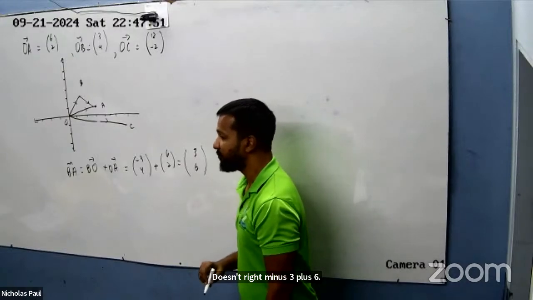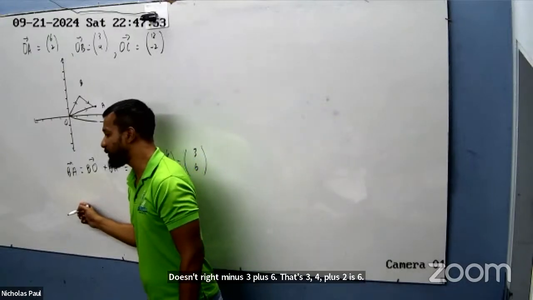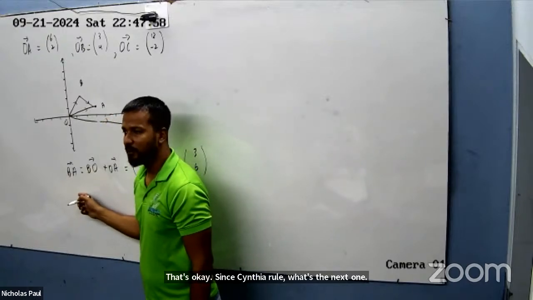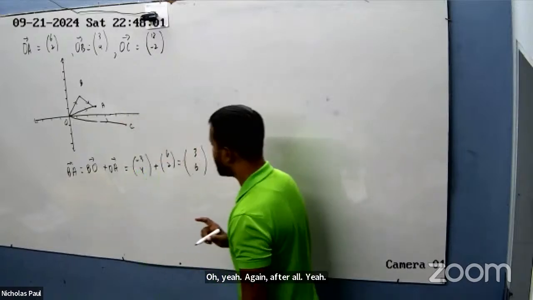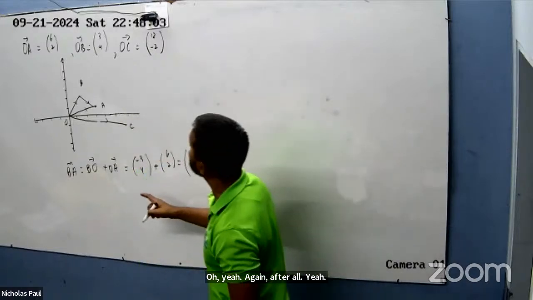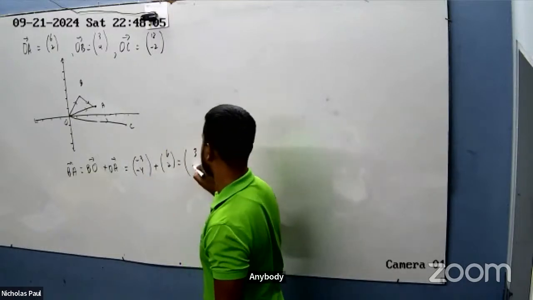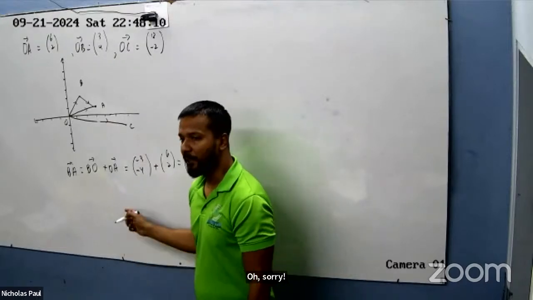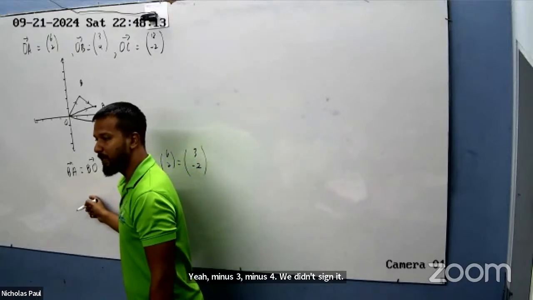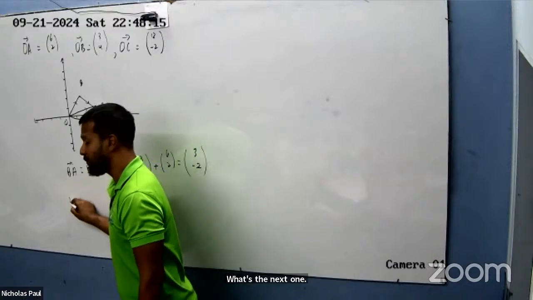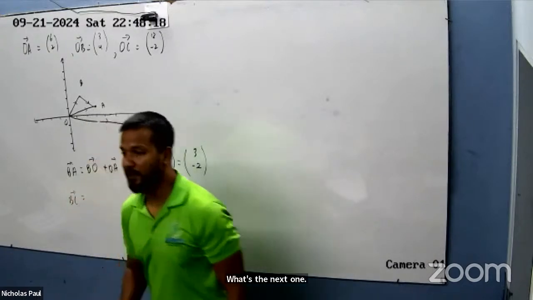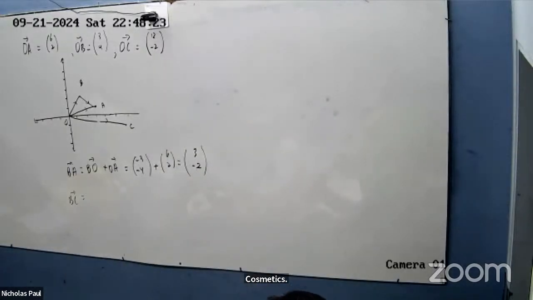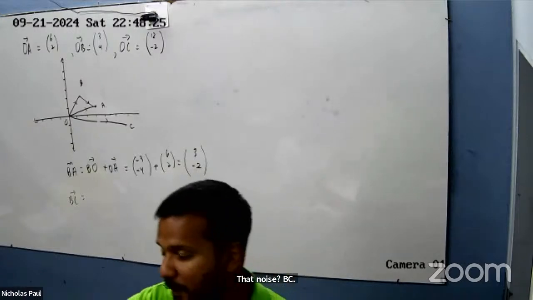That's okay? What's the next one you have to get? Yeah, minus 3, minus 4. We didn't change the sign there. What's the next one? BC, right? Help me with BC, help me with BC.